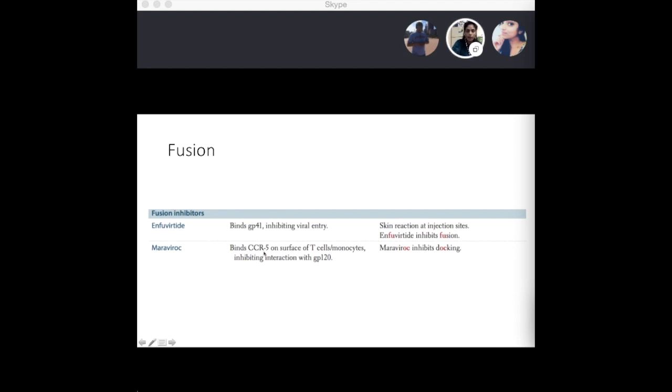Specifically, the CCR5, which is the Maraviroc target, is also necessary for HIV entry. So it's used to enter cells in the early stage, and hence why it makes it a good drug. So Maraviroc binds the CCR5 receptor on the cell surface of the T cell, and it inhibits the interaction with GP120, versus enfuvirtide, which binds to GP41 and inhibits the viral entry from there.